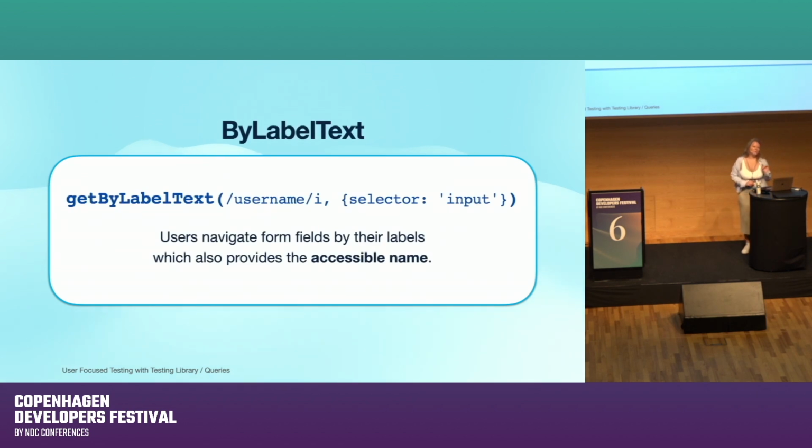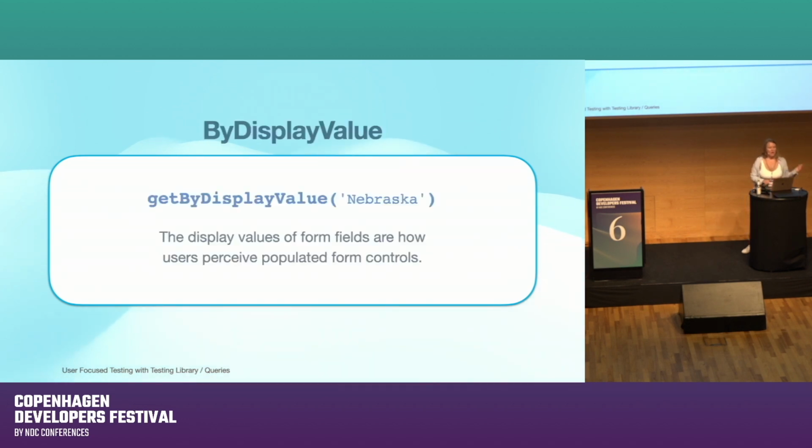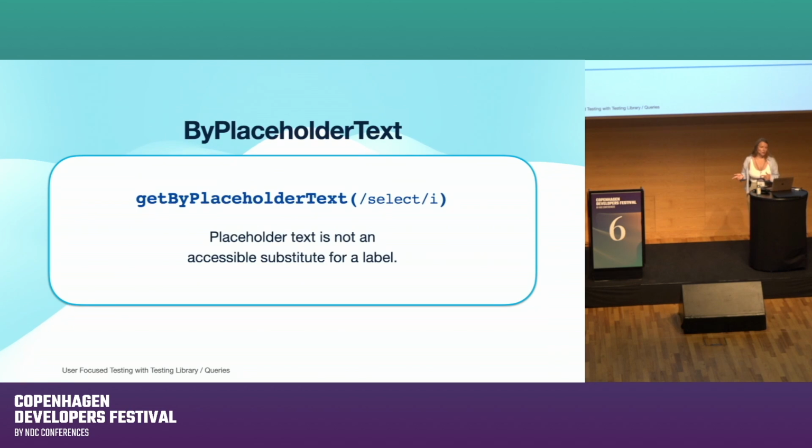Querying by label validates that you have a label associated with your form control, which provides the accessible name. By display value queries form fields by their filled-in values. By placeholder text queries form fields, as you may have guessed, by their placeholder text. However, for your users, placeholder text is not an accessible substitute for a label. A placeholder does not serve as an accessible name, and it is no longer visible once a user starts typing into an input.